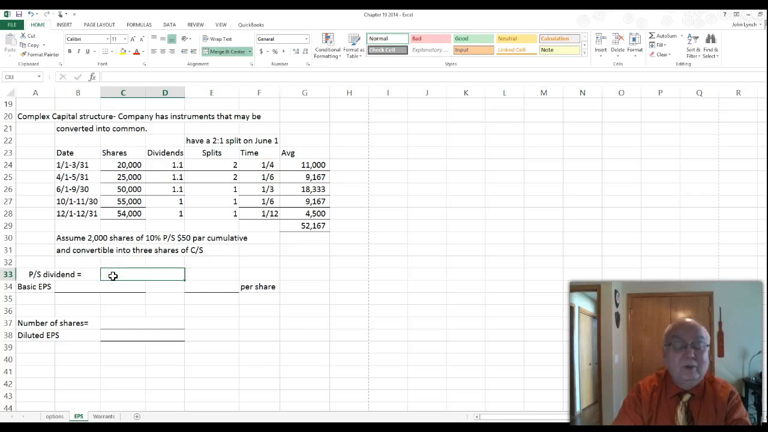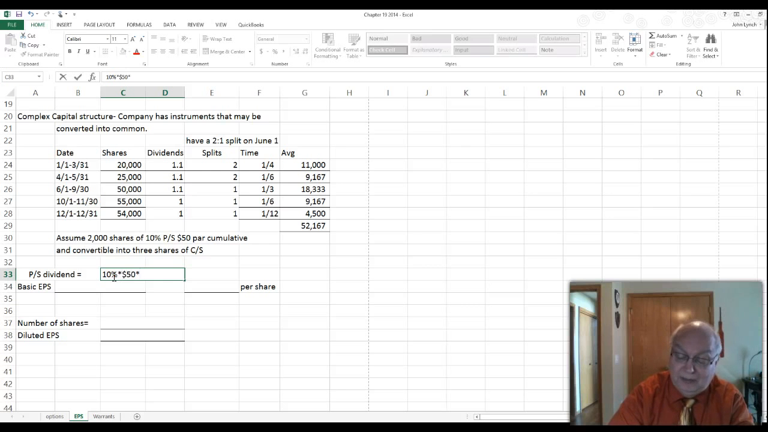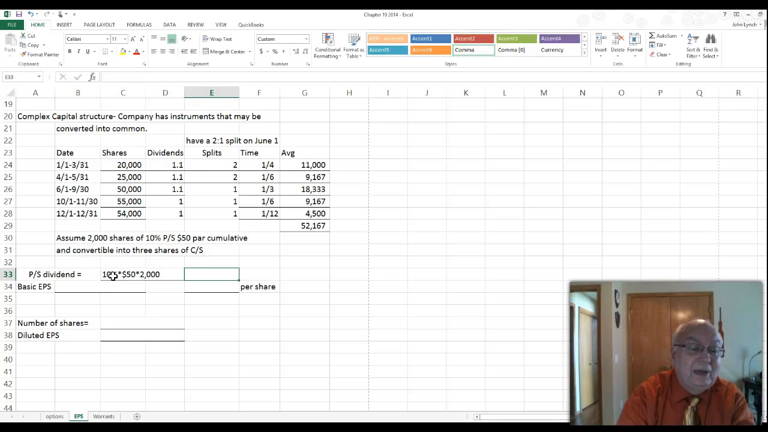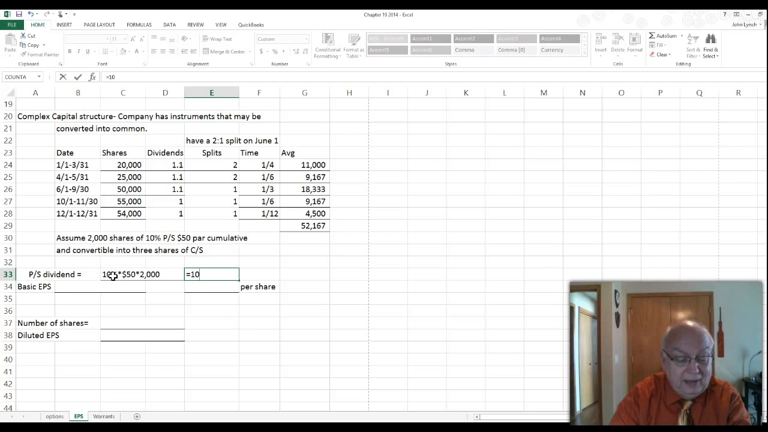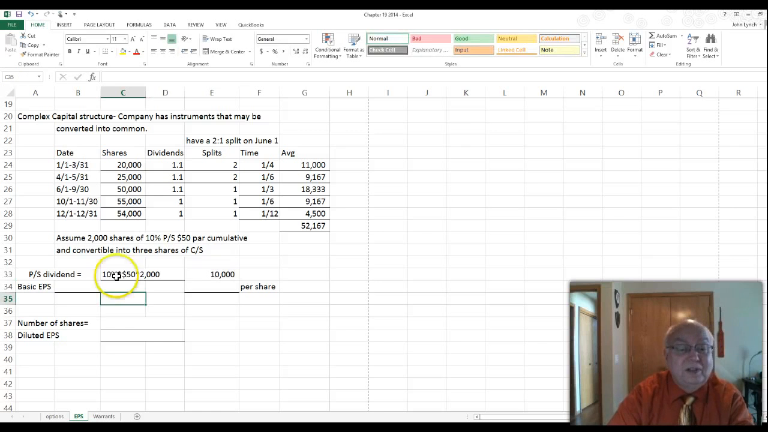Okay. We'll go over real quick how to do the dividends. So for the dividends, you would take the 10% times the par value of, I've got my dollar sign for you, $50 times the number of shares, which is 2,000 shares. Okay, so that would be equal to 10% times the 50 times the 2,000, which gives you $10,000.